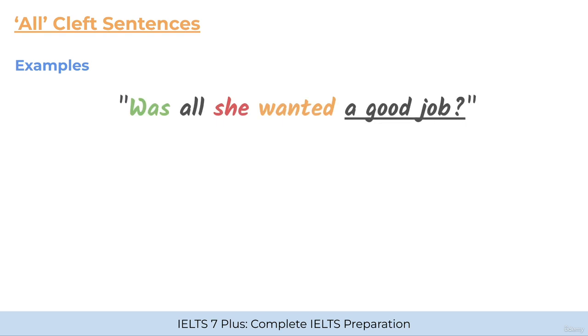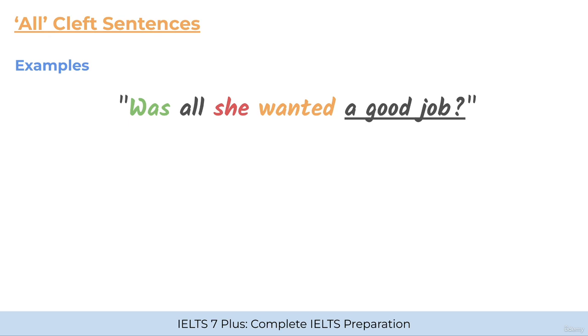Another one, was all she wanted a good job? So we have a question. Like we were saying, we can form questions with the all cleft. And it sounds a little bit unnatural. This is definitely context dependent. I would steer away from trying to use this for a lot of questions. But every now and again for emphasis, this can be used.